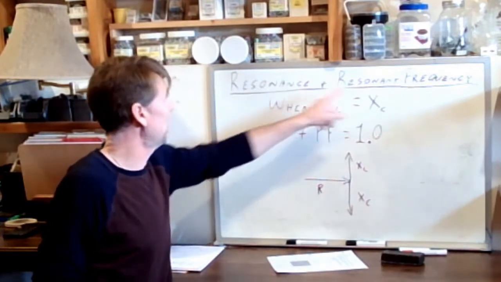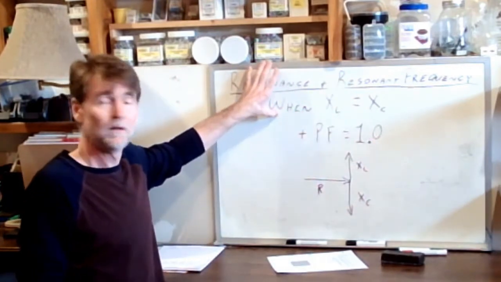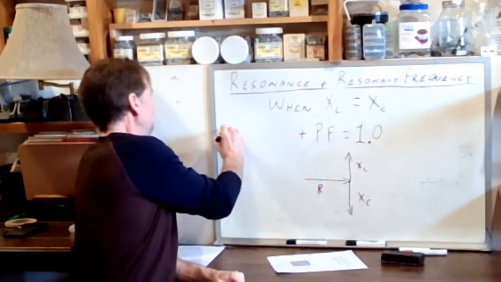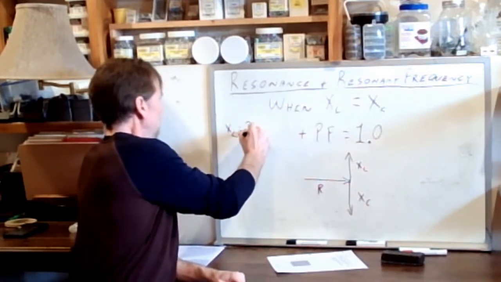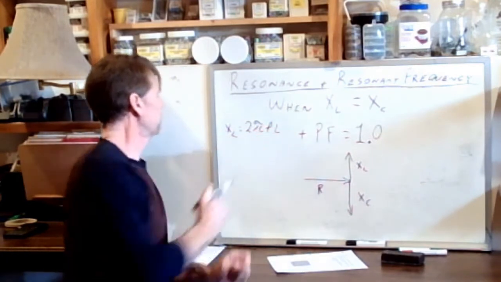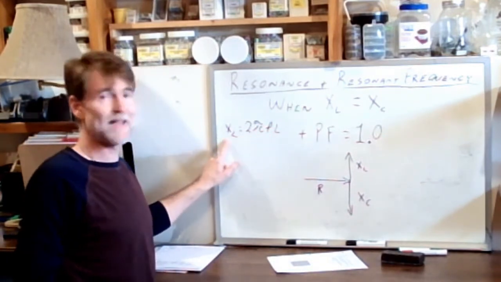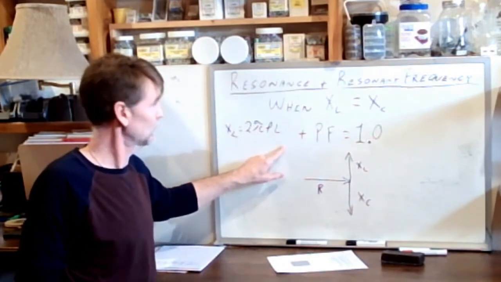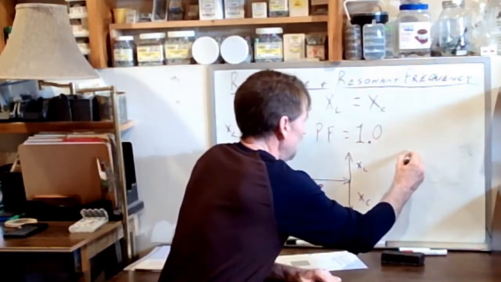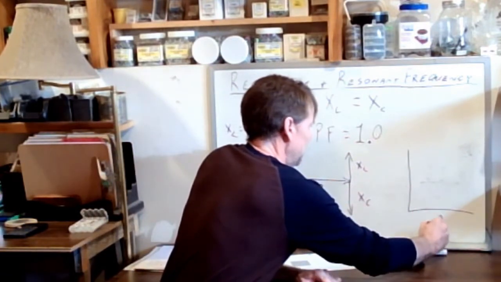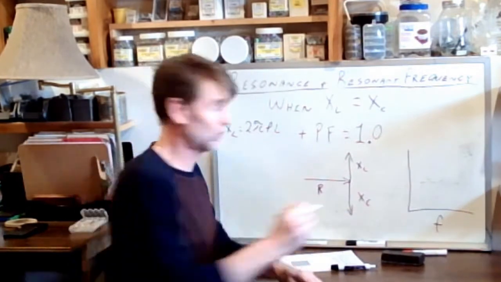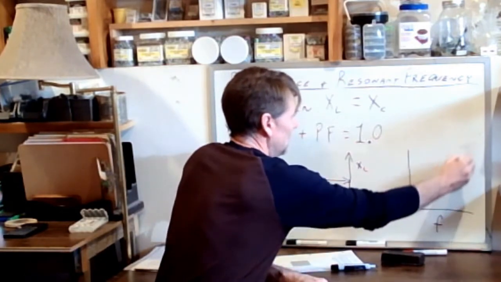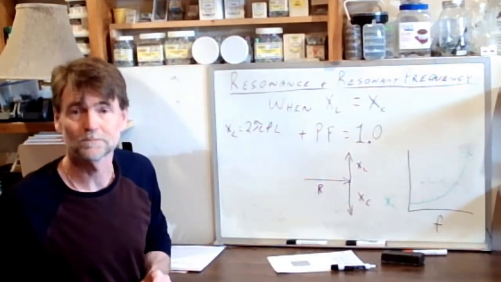The other way, however, that we could approach resonance is through the frequency of the power supply. So remember, what does XL equal? XL is equal to 2 pi FL. So as F increases, XL increases. The frequency and the inductive reactance are directly proportional. So if I were to put that on a chart, if this is frequency, and I'm going to use green to represent XL, as the frequency increases, so does the inductive reactance in our circuit.